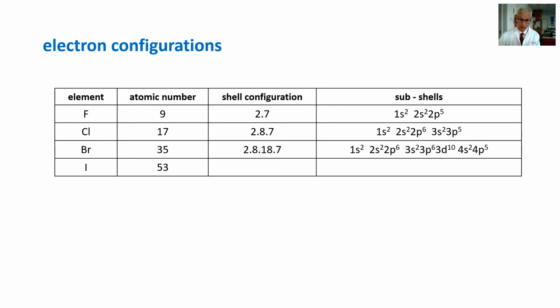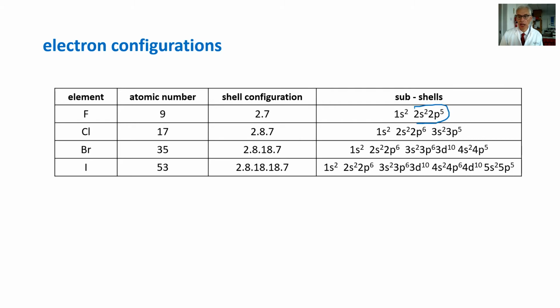If necessary, have another go at iodine. Otherwise, I'm going to reveal 2,8,18,18,7, justified via subshells. 1s2, 2s2, 2p6, 3s2, 3p6, 3d10, that's 18 in the third shell. 4s2, 4p6, 4d10, that's 18 in the fourth shell. 5s2, 5p5.